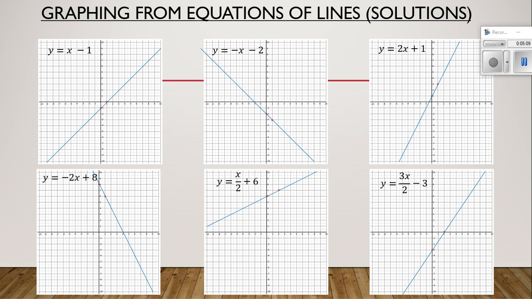With our next one, we have y equals x over 2 plus 6. So we start at 6, right? And then we go 1 over 2, so we're going up 1 and over 2. So we get a less steep line because it's less than 1. Then we have y equals 3x over 2 minus 3. So we start at minus 3 on our y-axis. And we go up 3 and then over 2 to the right. That lines up with that line.